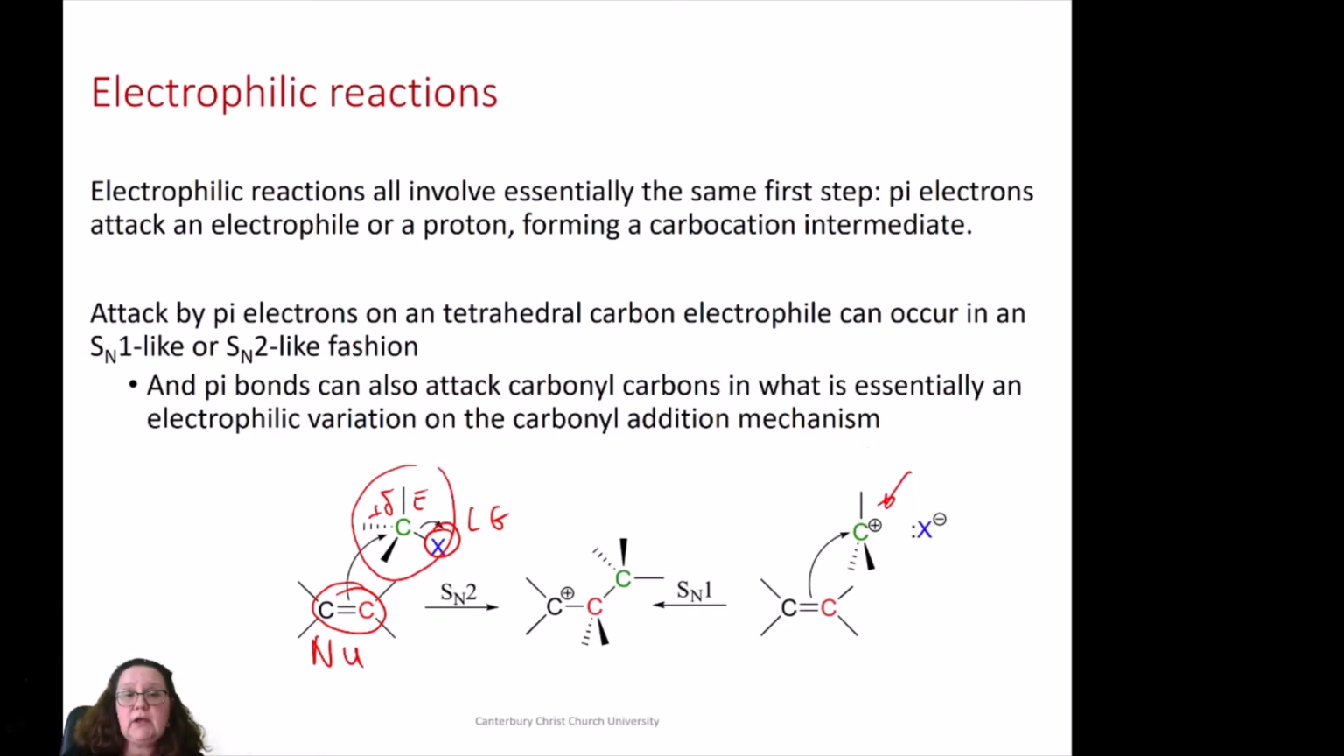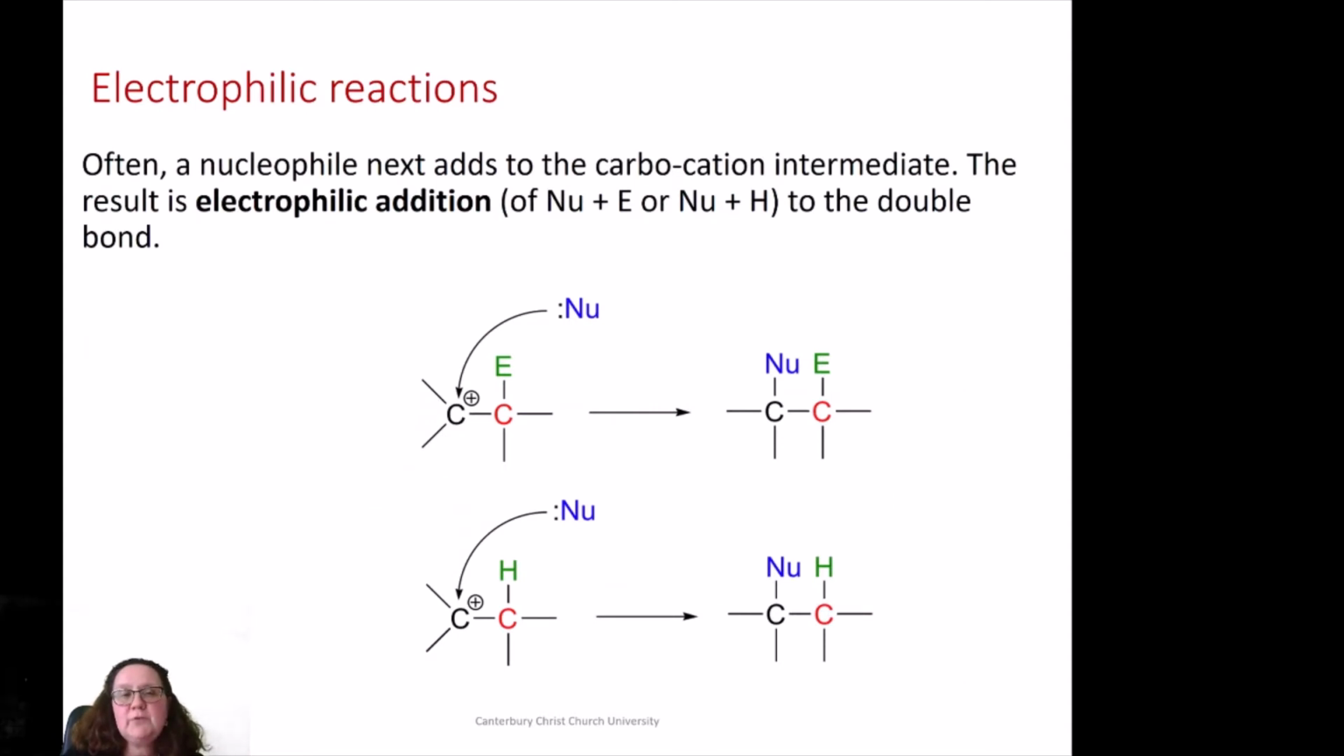And you can have carbonyl carbons, the carbons of a carbonyl group, being attacked by a double bond, by those pi electrons, in a similar fashion as if it was any other nucleophile. So what happens once that carbocation has formed?